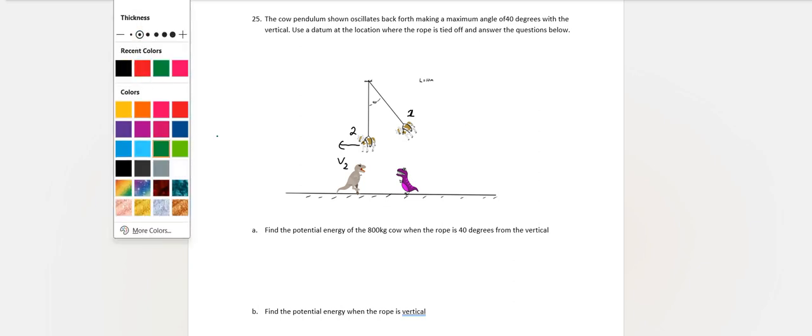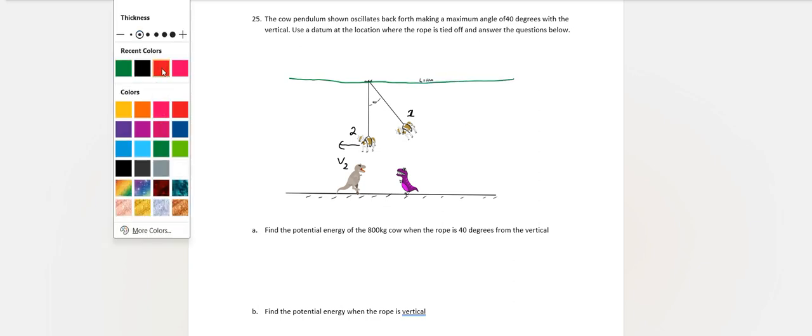So now if we start thinking about the questions, find the potential energy of the 800 kilogram cow when the rope is 40 degrees with the vertical. Now that's referring to position 1. And also I put very specifically in your directions, use a datum at the location where the rope is tied off. So what I mean by that is I want you to put the datum here in this problem.